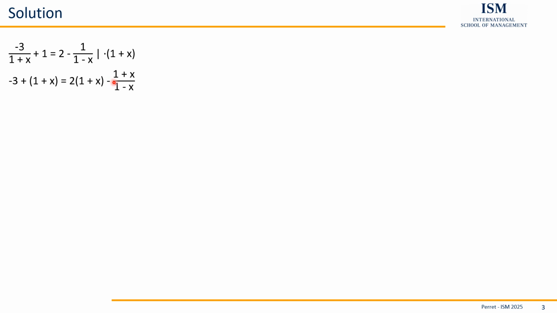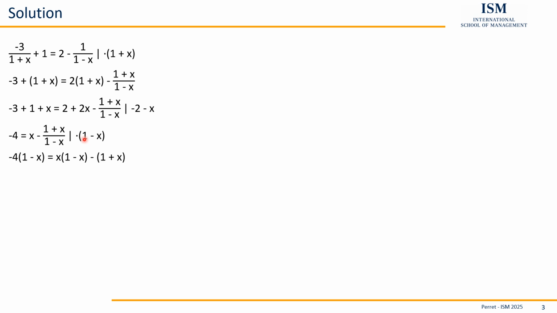Well, before I carry on and get rid of the second fractional expression, I'm first going to simplify a little bit. So I'm going to factor out and then bring stuff to the other side, simplifying this a little bit like this. Well, now I can get rid of the second fractional term by multiplying again here with the denominator. So in this case, 1 minus x.